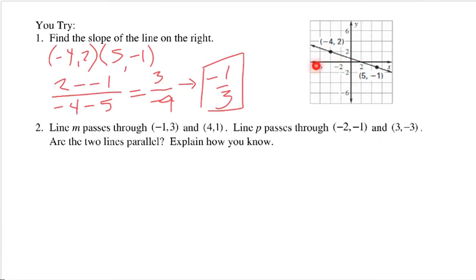For number 2, the slope for line M, so that'd be this first one, is 2 over negative 5.